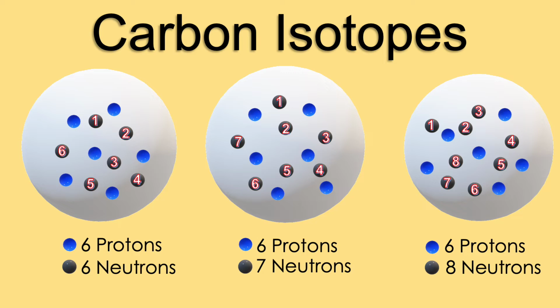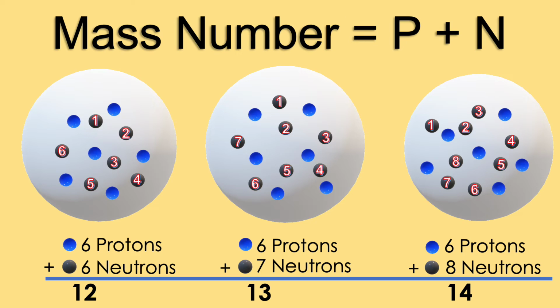But how can we report which isotope we are studying or reporting? We can report the mass number. The mass number is simply the protons plus the neutrons in the nucleus. The mass numbers from left to right are 12, 13, and 14.